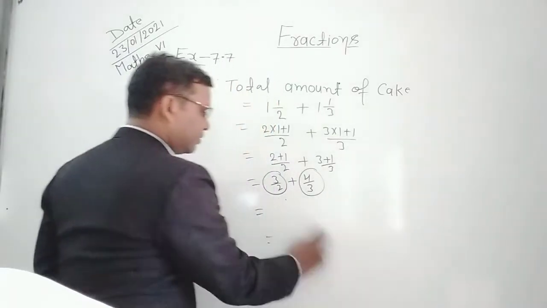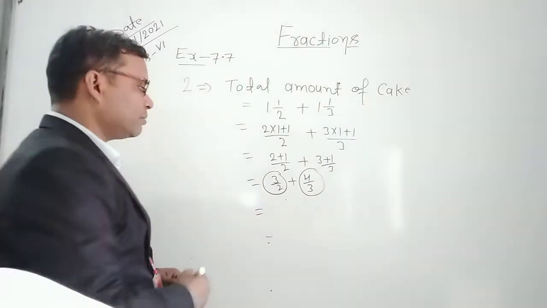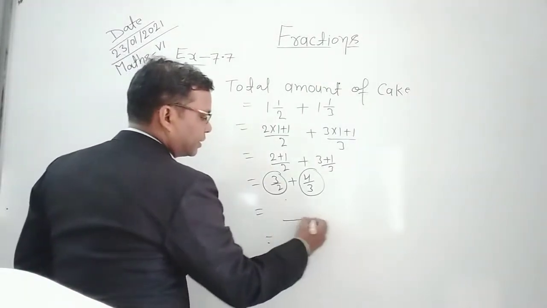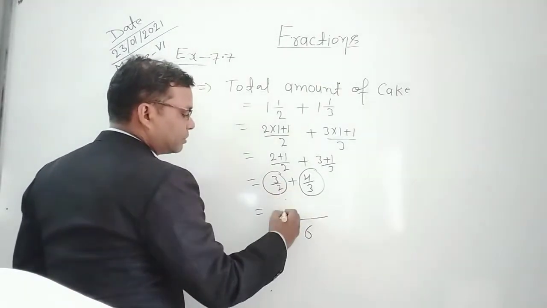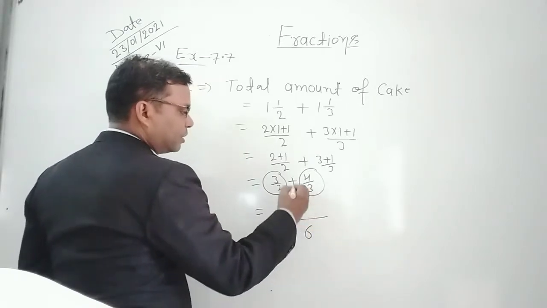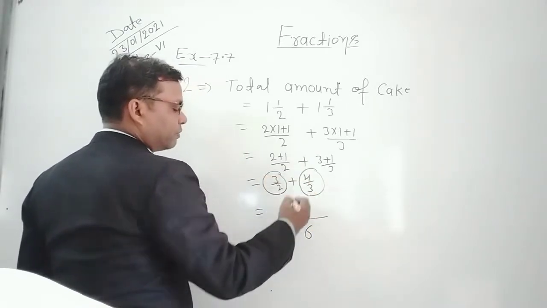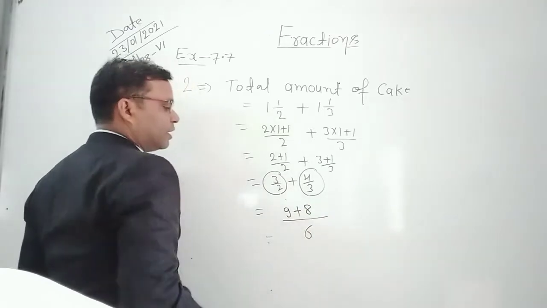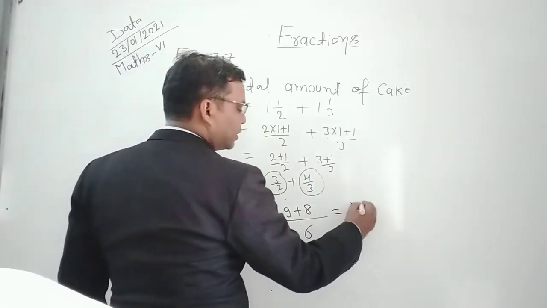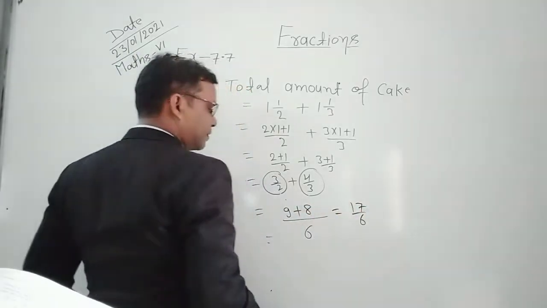and here's a little mistake. Like this. You can see this becomes 3 3s are 9. This is 6 and this becomes 9. This becomes 3 3s are 9 and 2 4s are 8. Clear? And if you add them, then you get 17 by 6.